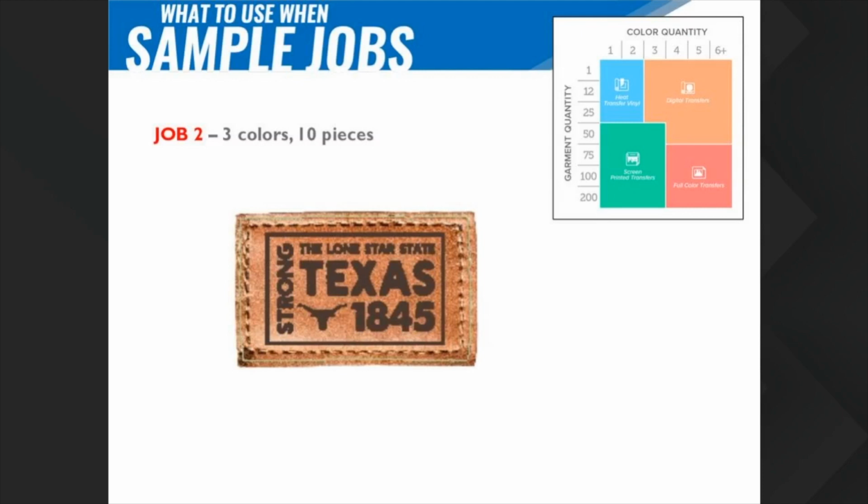So the next sample job, we've got a 3-color logo here and 10 pieces. Now this logo, apologies, this is actually our CAD Prints Permatwill. This is one of our digital products. It's actually a twill product, so it's really cool. It kind of gives you that fabric textured dimensional element to it, but it's a digital transfer, so it's digitally printed.